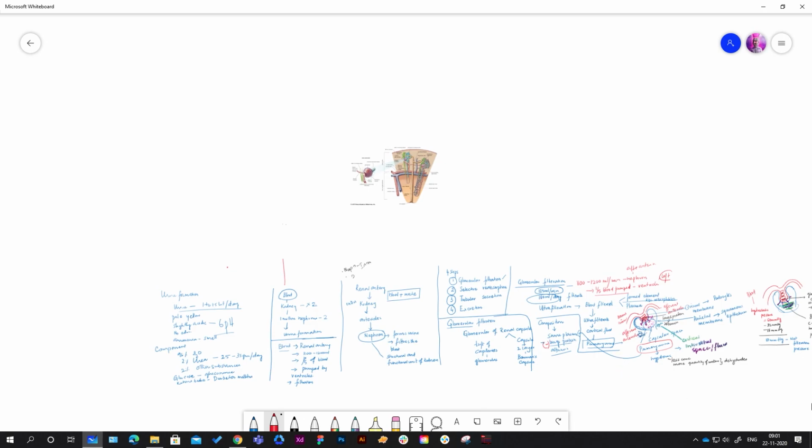In the next session, we will check what happens to the primary filtrate and how the urine is formed. The primary filtrate is hypotonic, but the urine which we excrete out is hypertonic. When you say hypotonic, it has more amount of water, but the urine which we are excreting out is hypertonic. That is, the quantity of water is highly reduced. So all the water is reabsorbed. With this, I'll end the session here now.